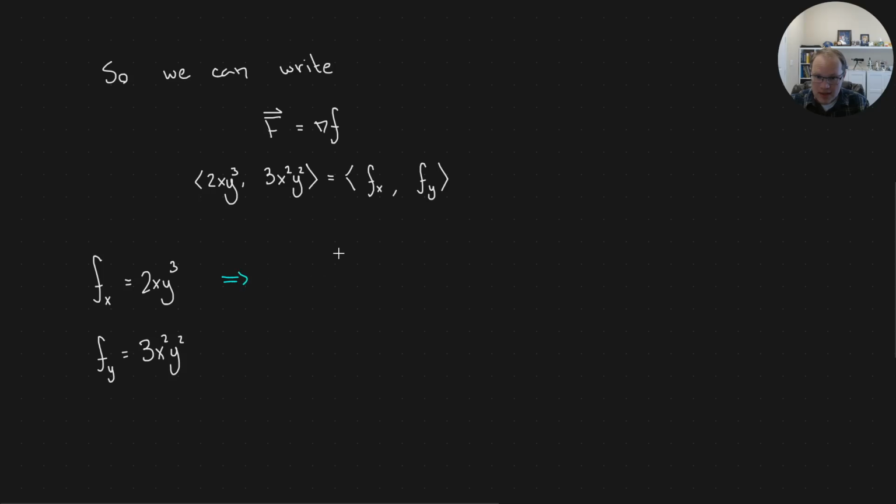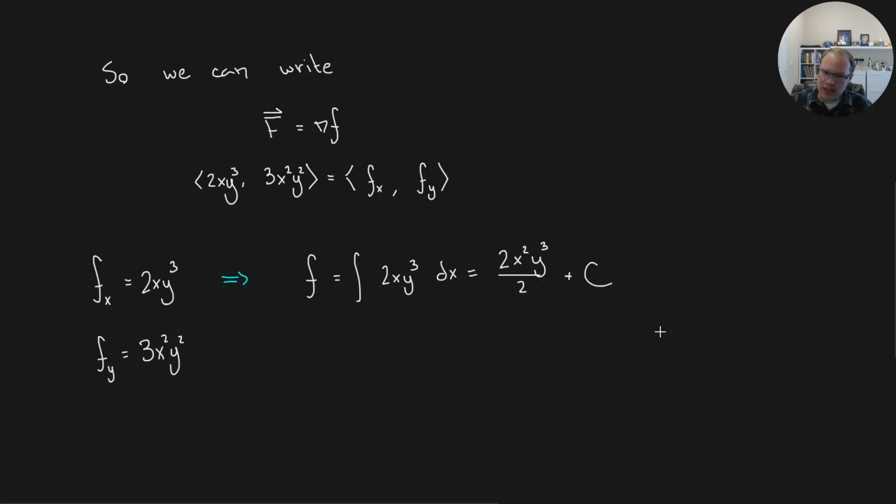So this implies that my function f should be the integral of 2xy cubed integrated with respect to x. So we're going to hold y fixed, treat y as a constant, and integrate only with respect to variable x. If I integrate, the 2 and the y cubed kind of come along for the ride. They're constants. But apply the power rule to x: add 1 to the power, divide by your new power. And then I have to add a constant.